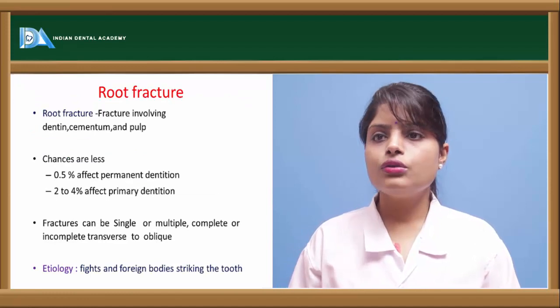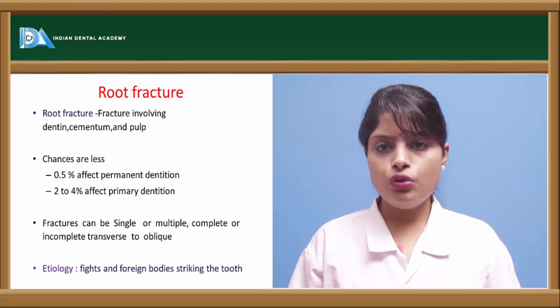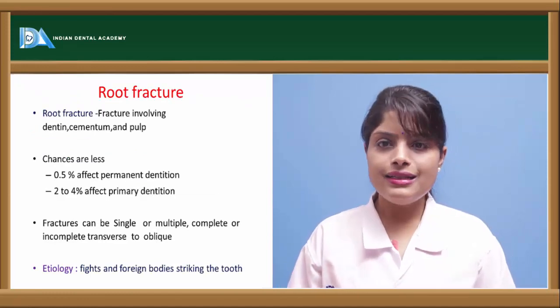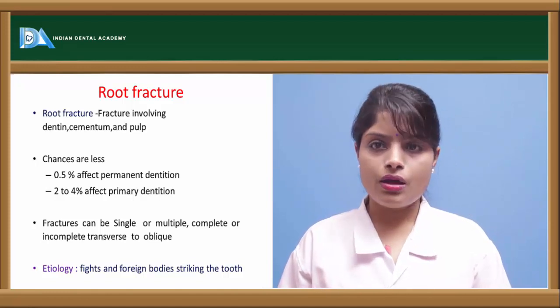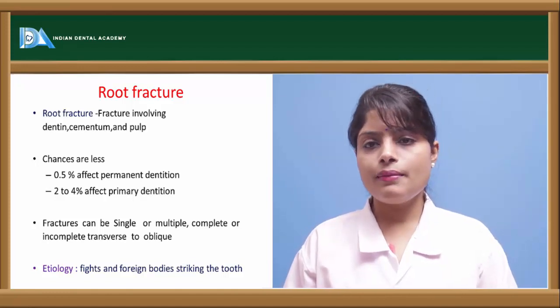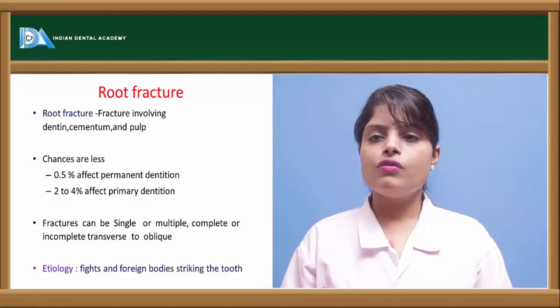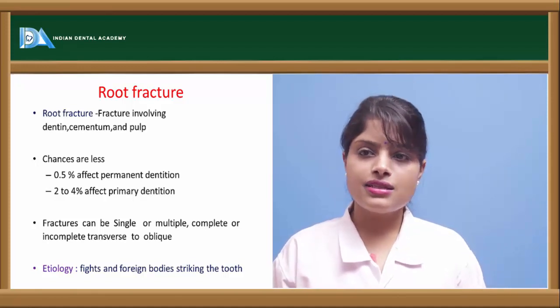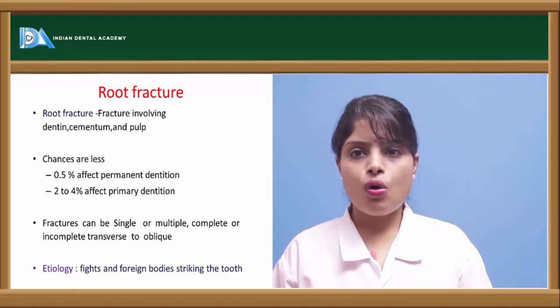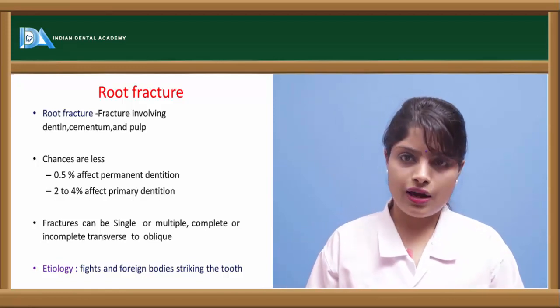Now, coming over to the root fractures. The root fractures involve dentine, cementum, and pulp. Either permanent dentition or primary dentition, both can be involved in the root fracture. It can be either single, multiple, complete or incomplete type of root fractures.